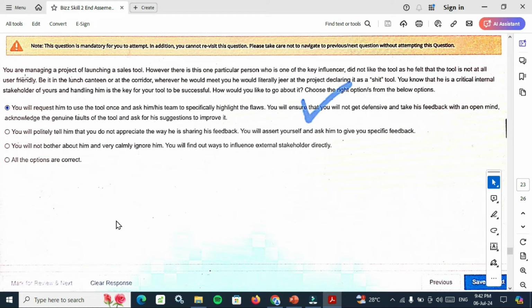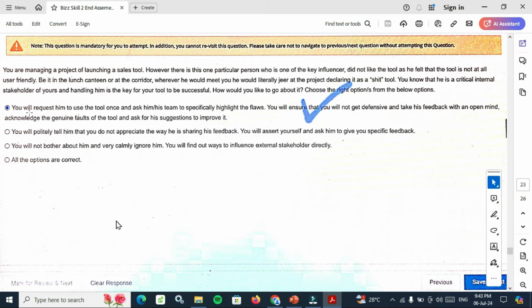You are managing a project of launching a sales tool. However, there is one particular person, one of the key influencers, who did not like the tool as he felt that the tool is not at all user friendly. Be it in the lunch canteen or at the corridor, wherever he would meet you, he would literally jeer at the project, declaring it a bad tool. You know that he is a critical internal stakeholder of yours and handling him is the key for your tool to be successful. How would you like to go about it?